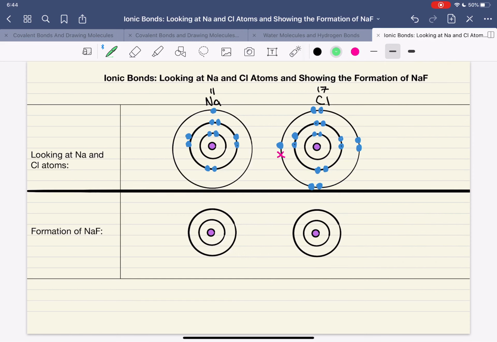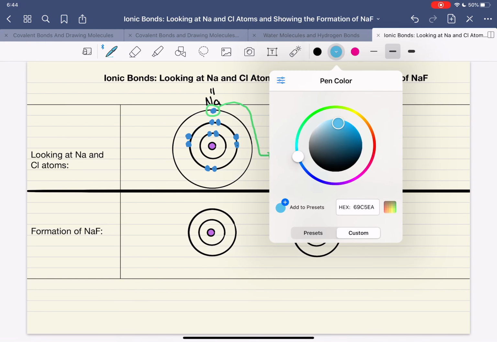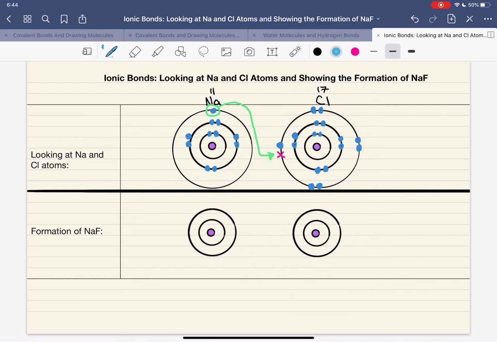So this electron here, I'm going to put a circle around it, is going to be transferred from sodium to chlorine. And the result was meant to be the same color blue. Oh well. The result is that now chlorine has an octet, a full third shell.